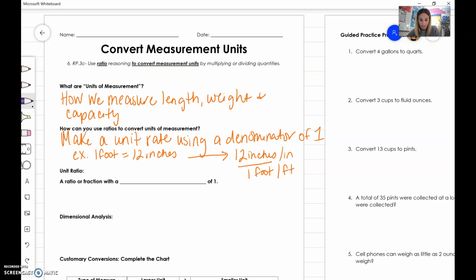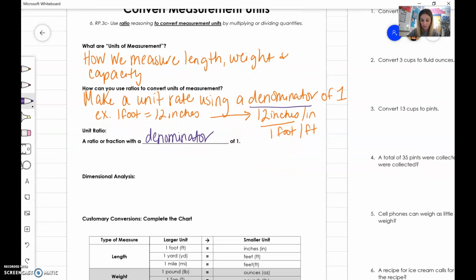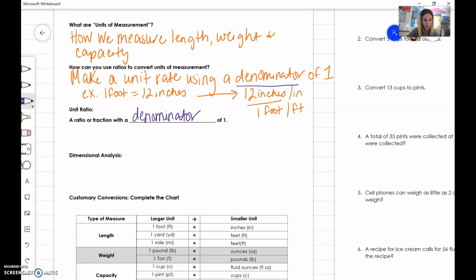It says a unit ratio. A ratio or a fraction with a what of 1? Well, we pretty much just said it right there. So a denominator of 1. Okay, again, make sure you are filling this out exactly how I'm filling it out.